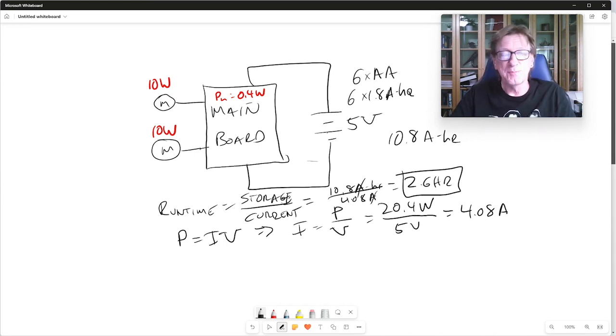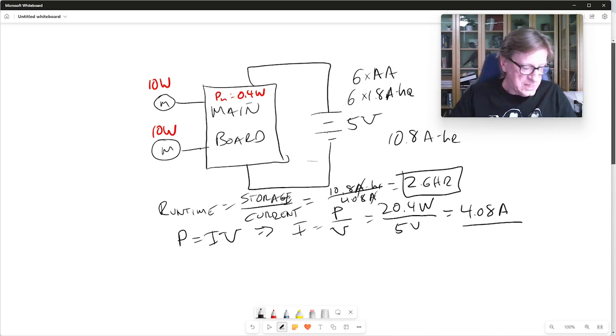But there's a bigger problem. So the current draw right now is 4.08 amps. And remember that our main board can't handle any more than 20 milliamps. So that's going to be a problem. Your motor's going to brown out, or your main board's going to brown out, or worse, it's going to fry. And so that's simply not going to do what we need it to do.